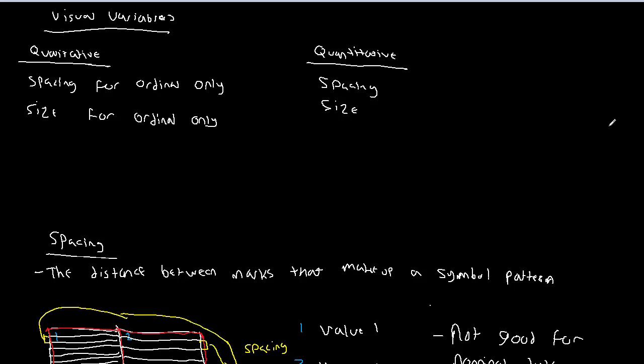Hello everyone, welcome back to another GIS lecture video. And in this lecture video I want to continue our discussion on visual variables by jumping to the visual variable orientation.